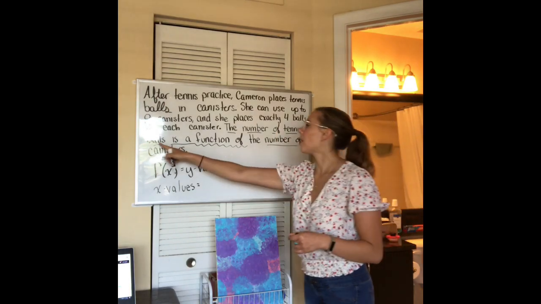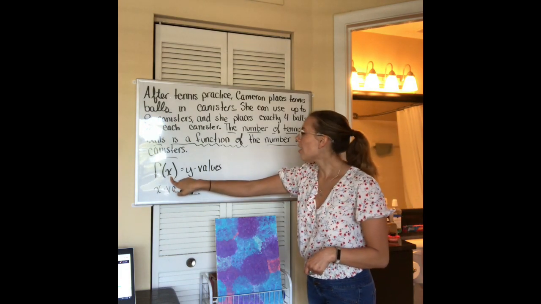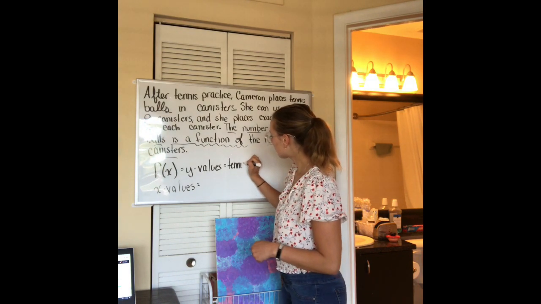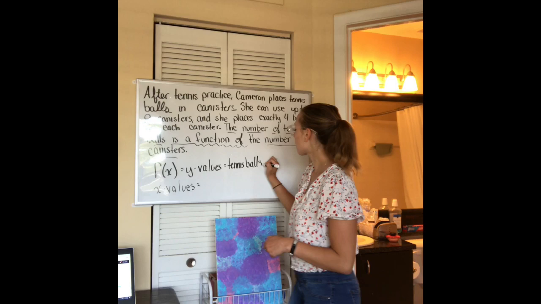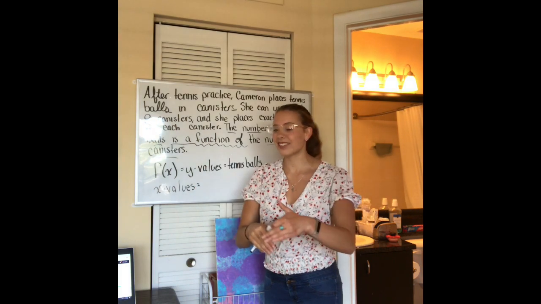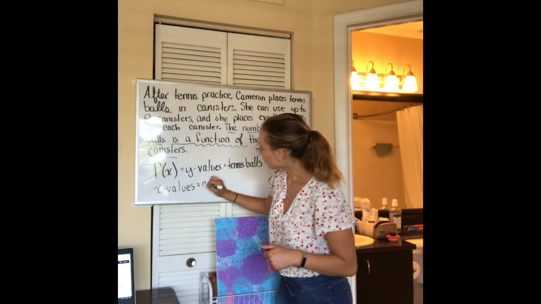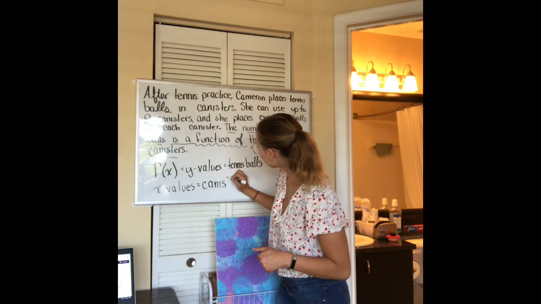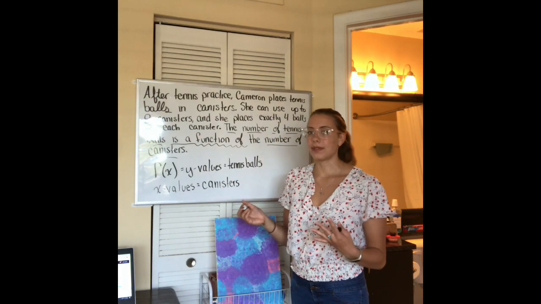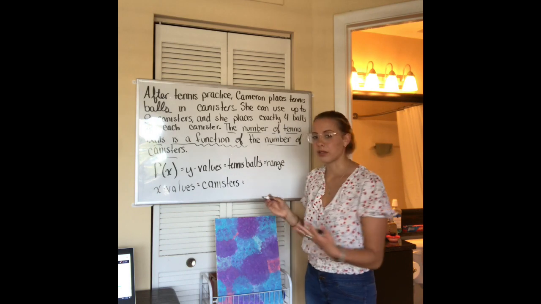So the number of tennis balls is a function of. So f of x is the number of tennis balls, because it is a function of the number of canisters. So you plug the number of canisters in, and you get out how many tennis balls there are. So x values are your canisters. Well, I know that my y values happen to be my range, and my x values are going to be my domain.